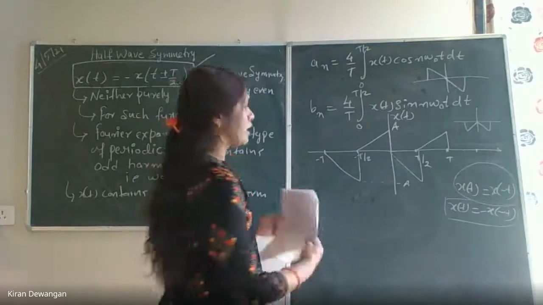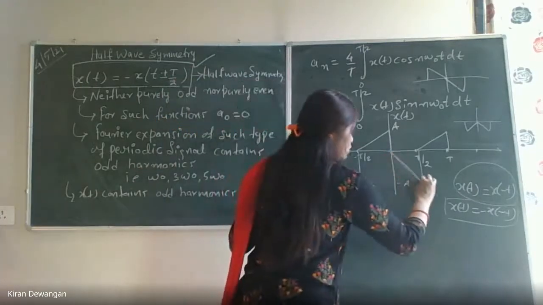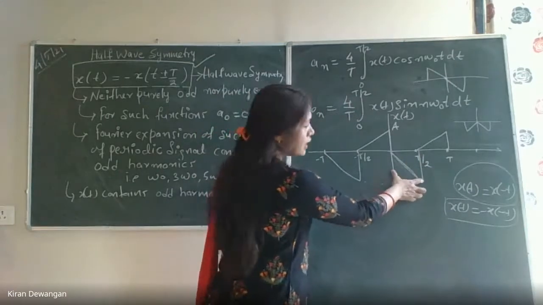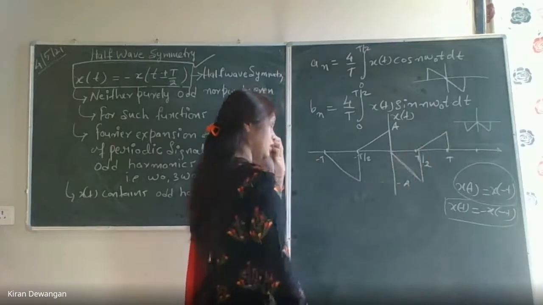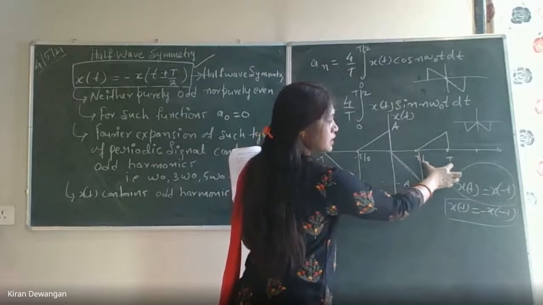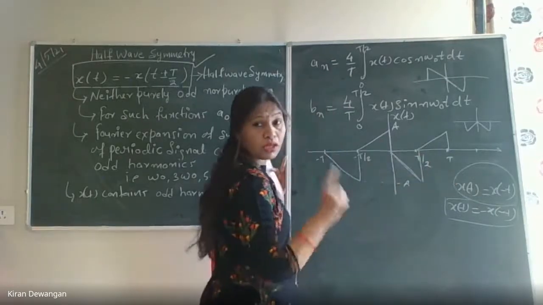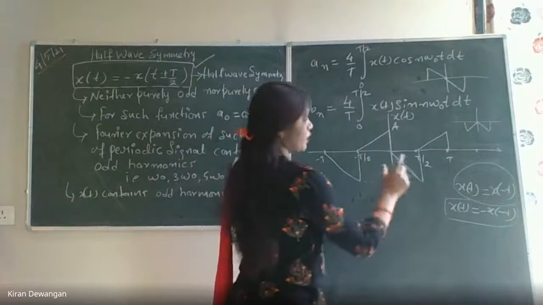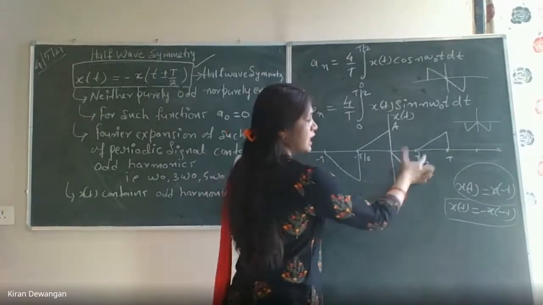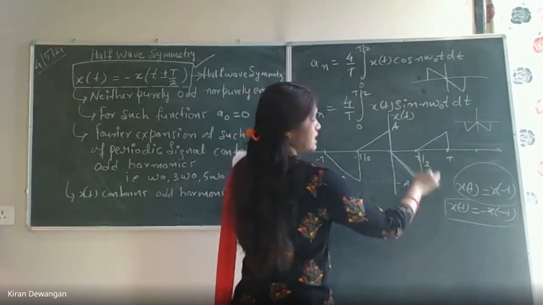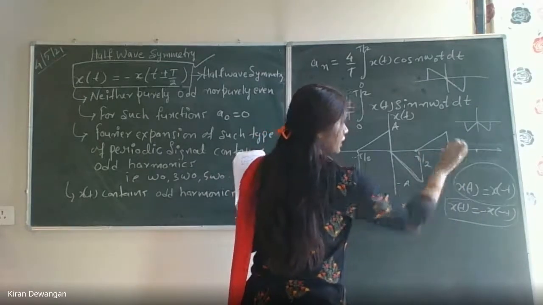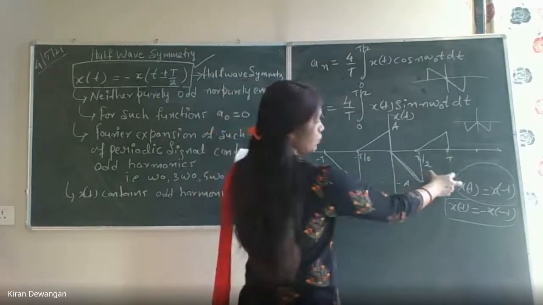So let us check, if this is my x of t, okay? This is my x of t. If I shift it by plus t by 2, this would have been at this place. Just be with me and try to understand it very carefully. This is my x of t. I am just taking it to the right side. So plus t by 2 will come here. And plus t by 2 will be this side.